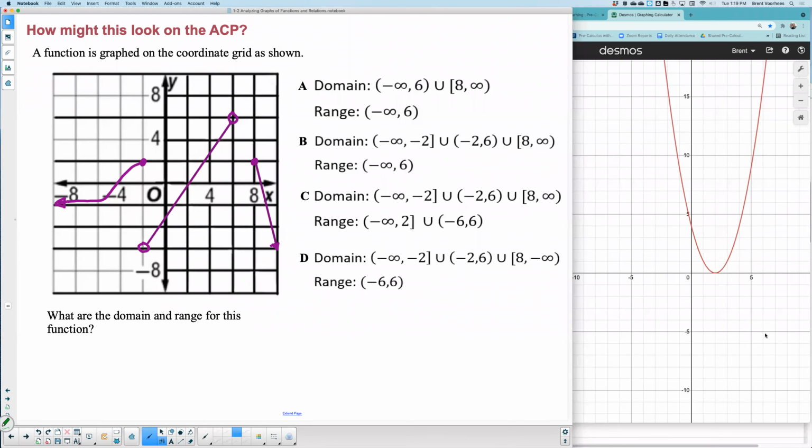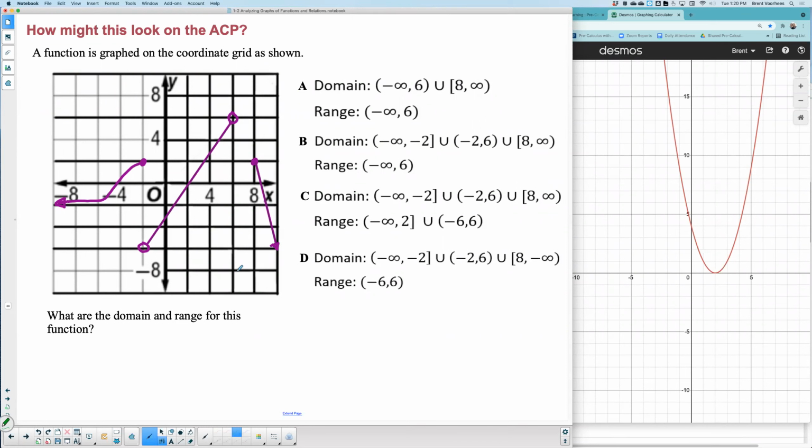All right, let's take a look at how this might be tested on the ACP. Now here, what I have done, I know this graph does not look like something pulled from a released ACP exam, and that's because it's not. I wanted to try to add some difficulty. So here, if we were supposed to be tested for domain and range, you will get a picture and answer choices like such. This is how it might be tested when you go into Christmas. This is the difficulty you might see.